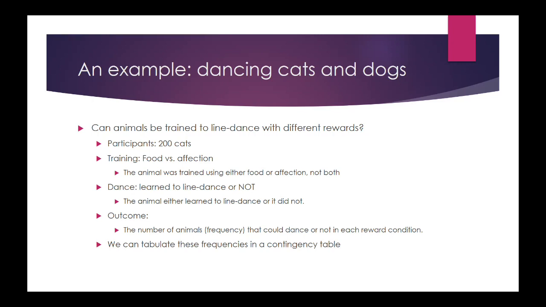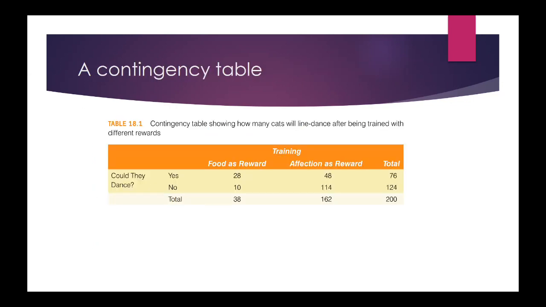So what you're going to do first is create your contingency table. Again, this is something that SPSS can do. You don't have to necessarily do it yourself, but this is what it looks like. So out of our 200, we can see that we had 28 that danced when they had food as a reward and 10 did not.